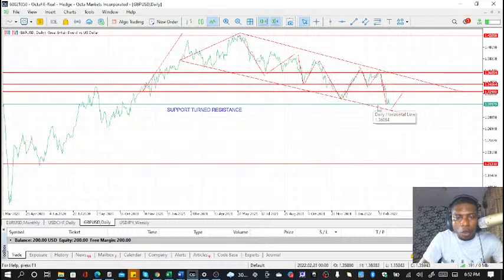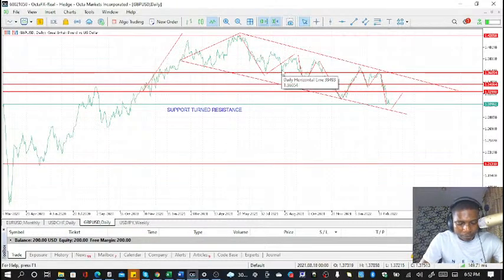Good. So now look at this level here. Price came here. Price rebounded from this level. It went up. It came down to this same level. Right? Now, price went up again, and you know that this level has now become a support level.